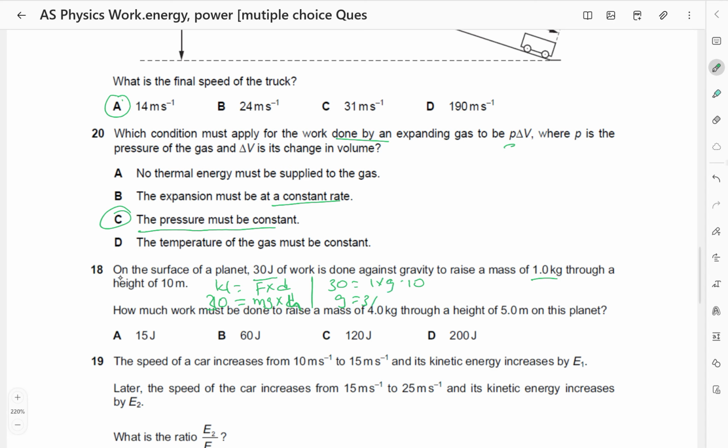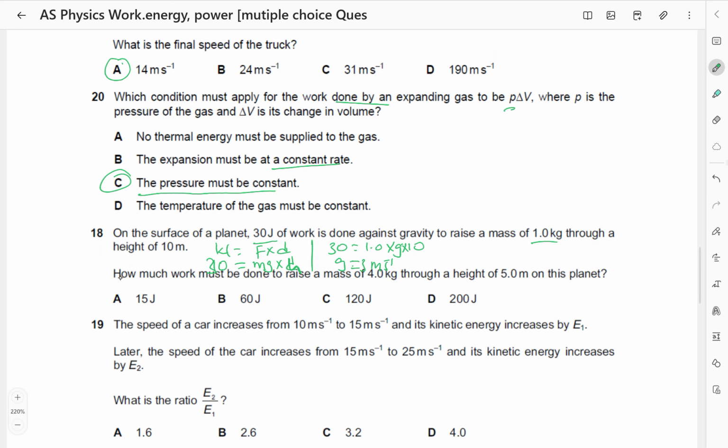So g on that planet is going to be 3 meters per second squared. So this is 1.0 times g times 10. So g will be equal to 3 meters per second squared. That is the acceleration of free fall on that planet.